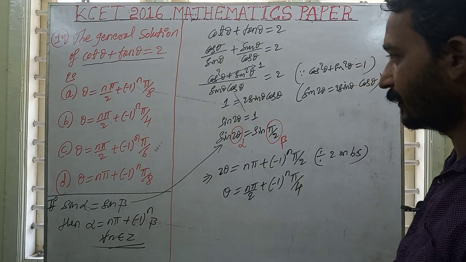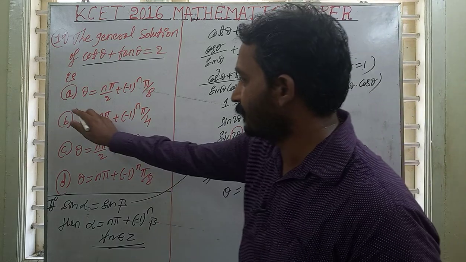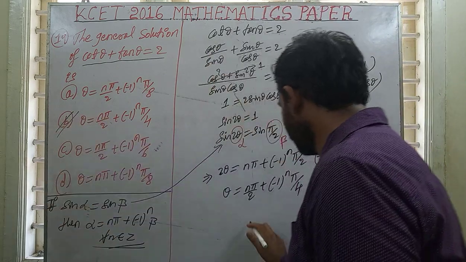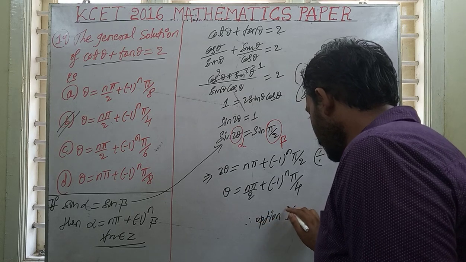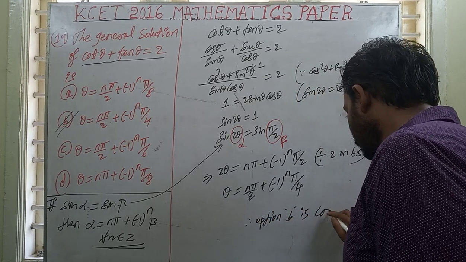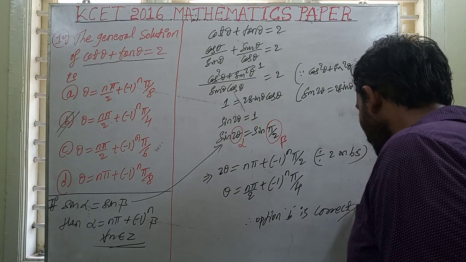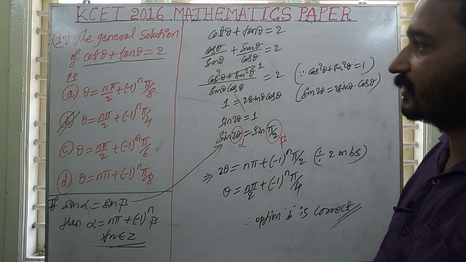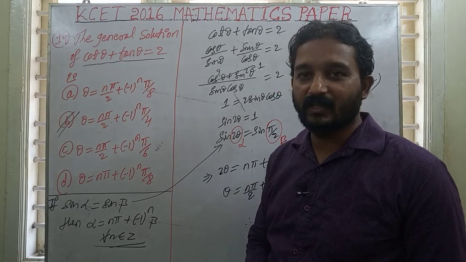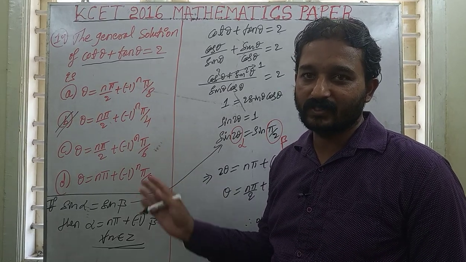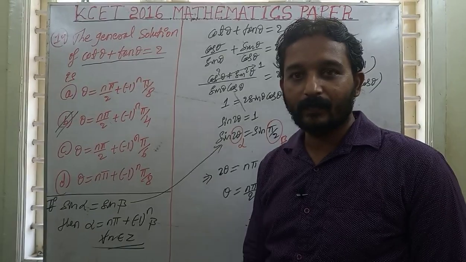Theta is equal to n pi by 2 plus minus 1 to the power of n pi by 4. Option B is the good answer. So therefore option B is correct. So this is an easy question. All the students can attempt this question easily because we have already solved this type of question in the NCERT textbook. Many questions of this type are there.